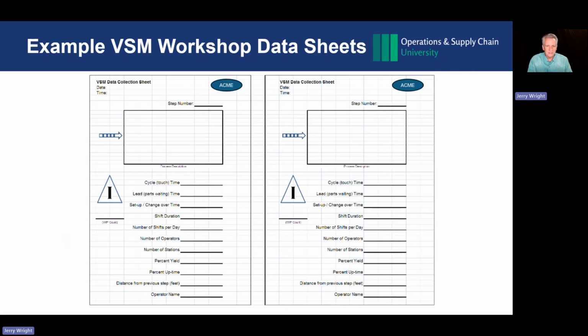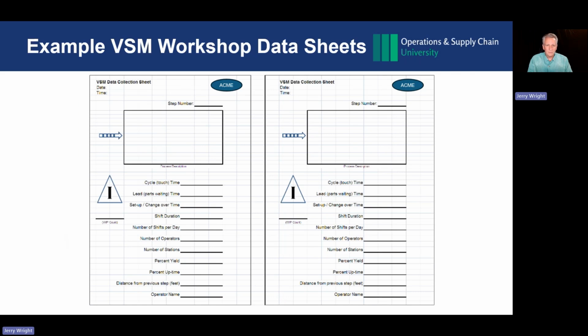If you notice, you can see there's a step number, a date and a time, a little box with incoming materials. We want to know what's the work in process at that step. And then there's all those different bits of data: cycle time, touch time, lead time, setup time, shift duration. Everything's right there to collect and make it easy. So we just took the sheets with us. We took the pages, cut them in half, and then went out and just started collecting data.